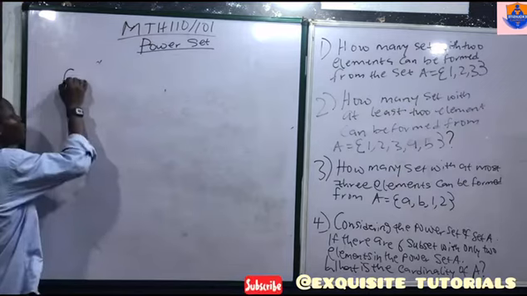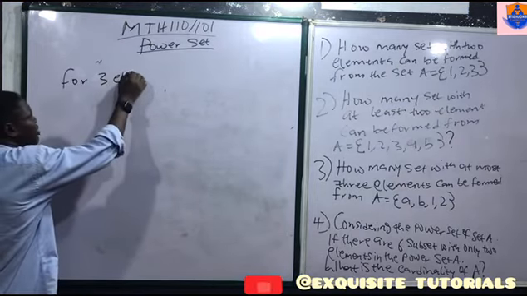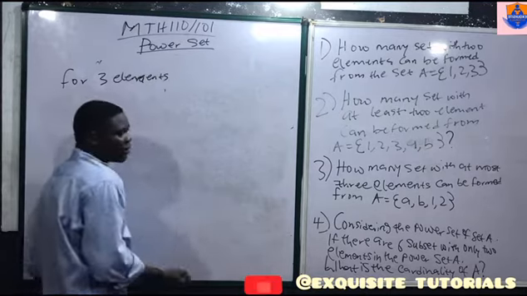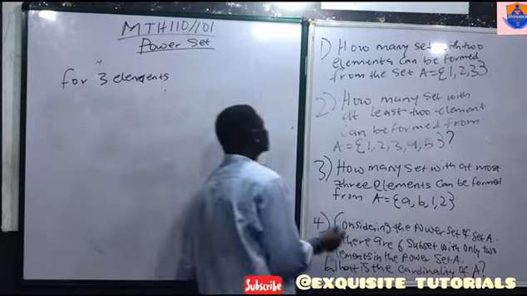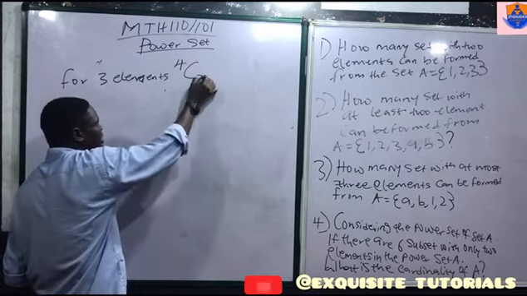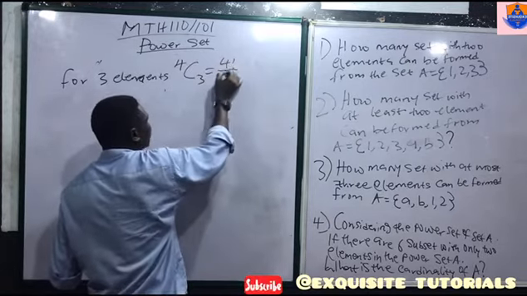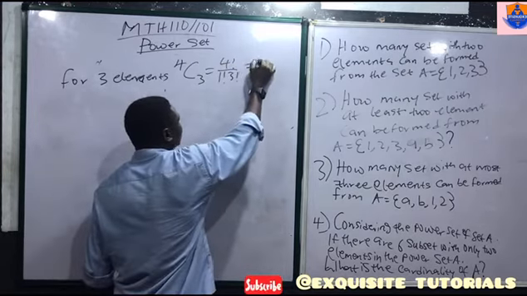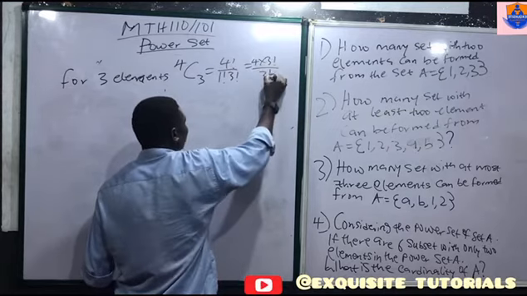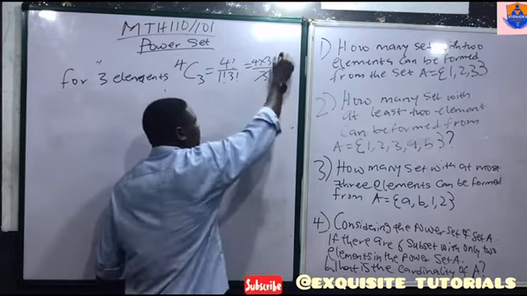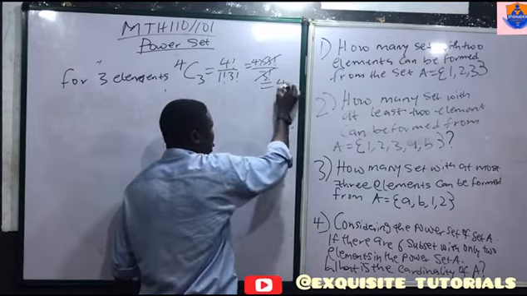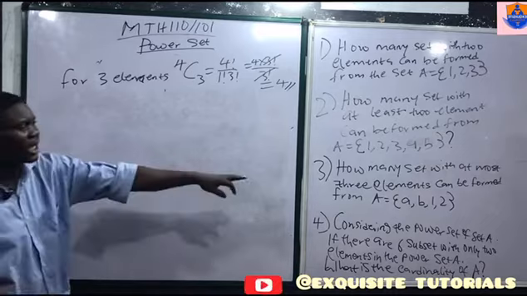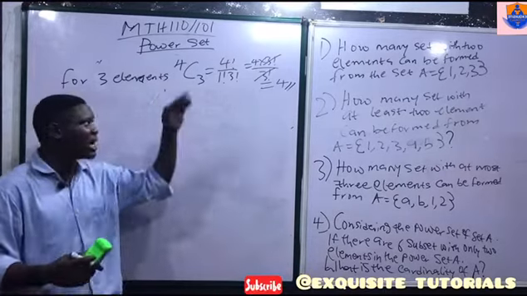So for 3 elements, which is the highest, how many elements are here? We have 4. So we are going to have 4 combination 3, which is 4 factorial all over (4 minus 3), which is 1 factorial, times 3 factorial. This is 4 times 3 factorial all over 3 factorial. 1 times anything is the same, so this 3 factorial cancels out. We are left with 4. That's not the final answer. Since they said at most, we have to go below, since the highest is 3 elements.